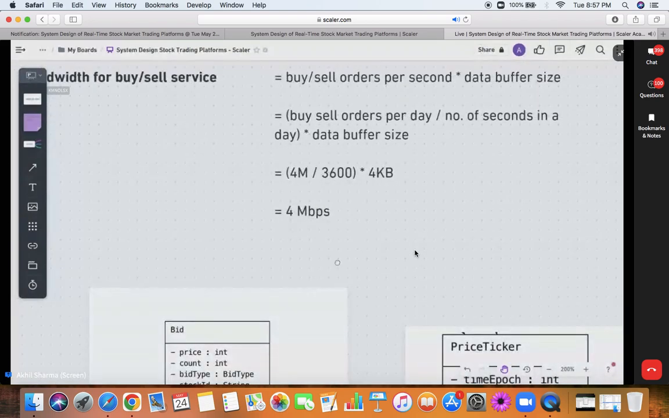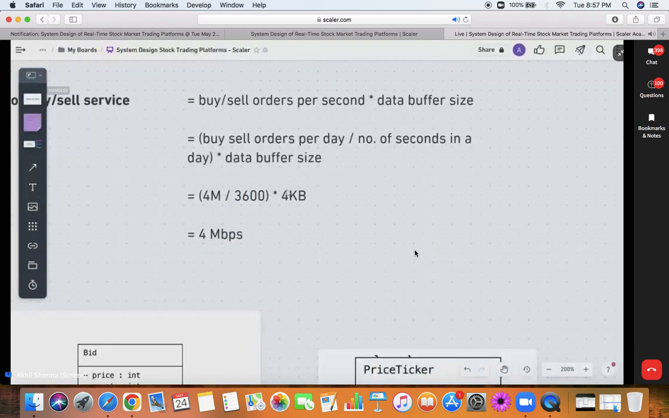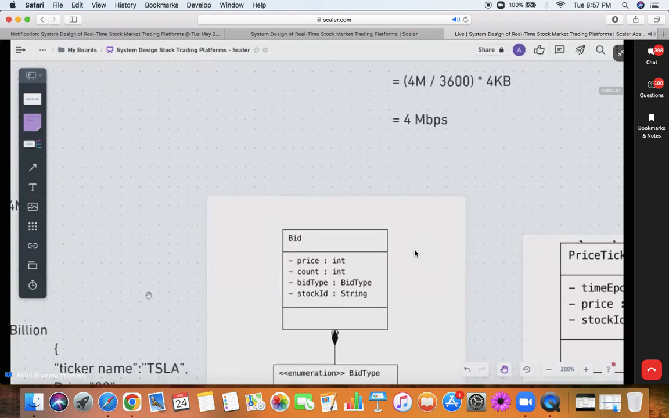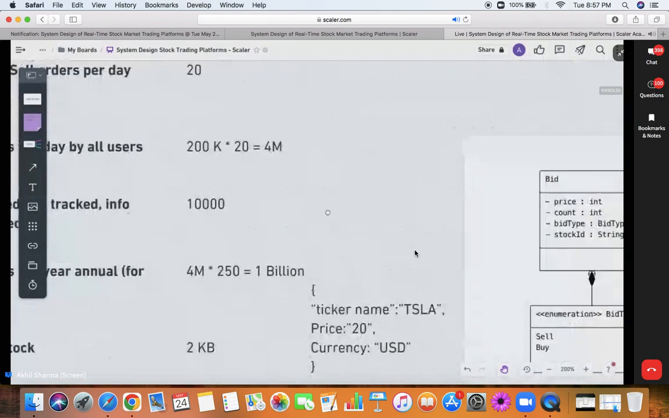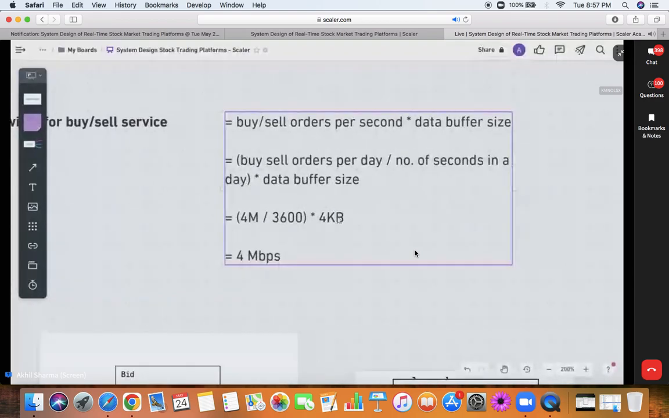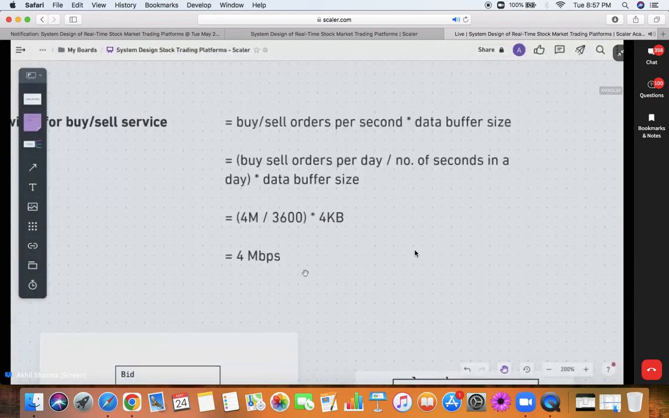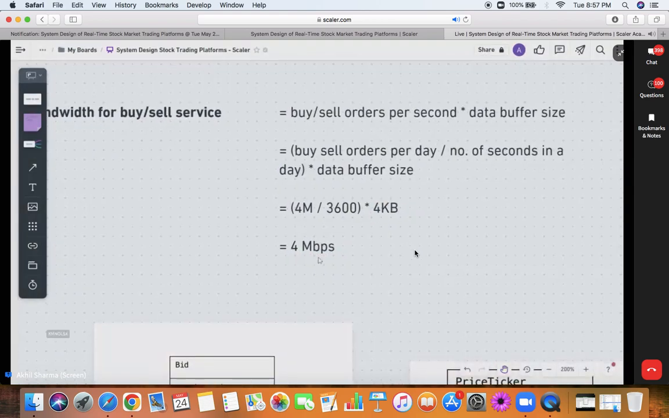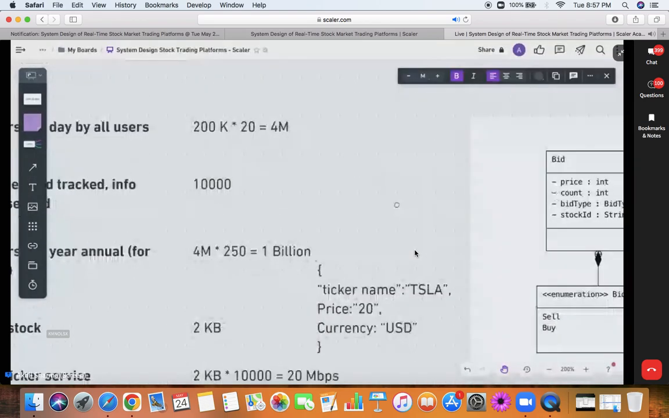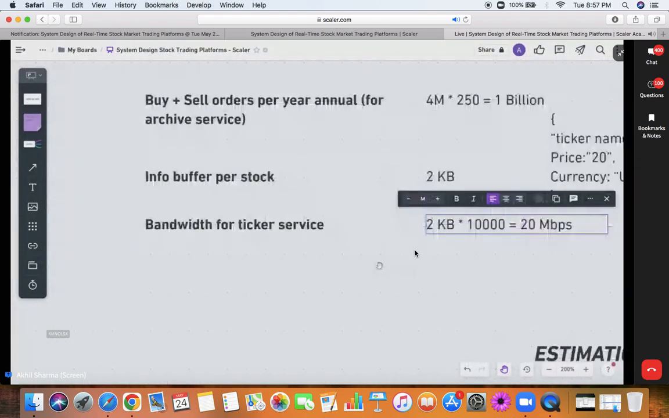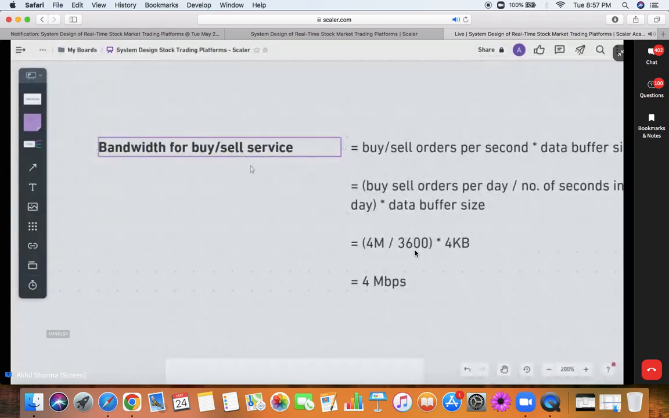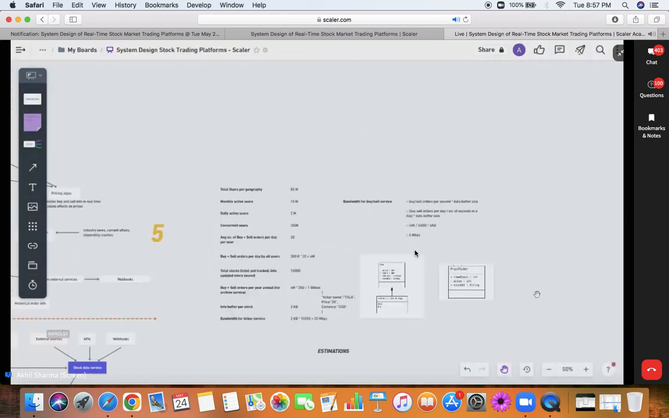So we'll have 4 million divided by 3600, which is the number of seconds, into data buffer size. Data buffer size 4 KB. Where did you get it from? We are assuming here that data buffer size for every buy or sell order is 4 KB, 4 kilobytes. So it will be basically 4 Mbps of bandwidth that we require. Okay. So we need 20 Mbps bandwidth for ticker service and 4 Mbps bandwidth for buy and sell service. Okay. So these were our calculations.